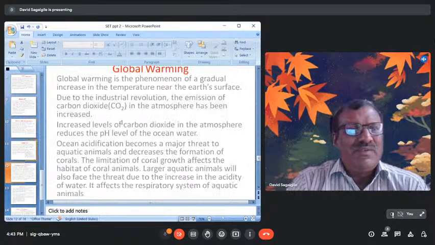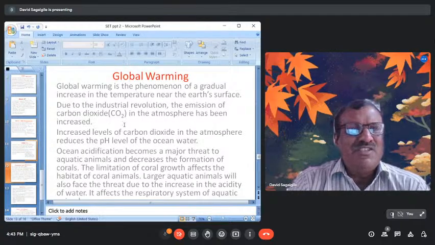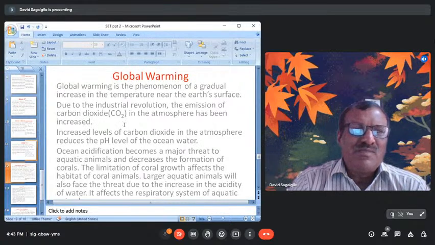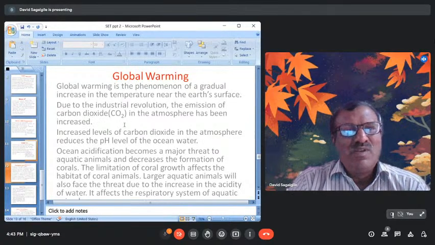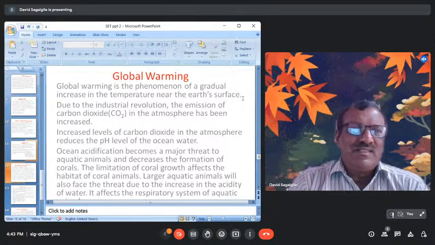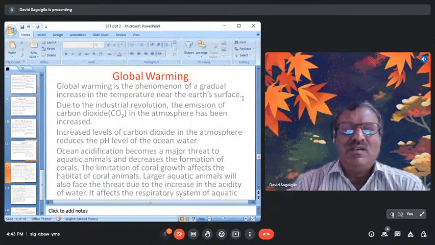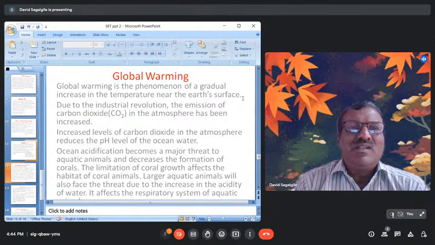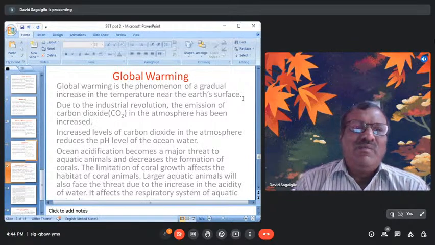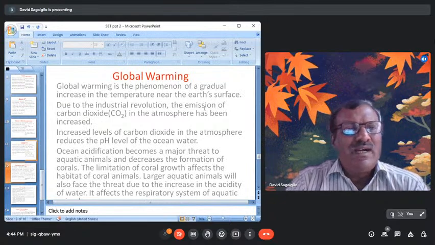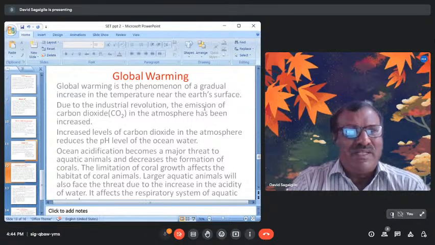Then the next term that we want to know is global warming. Climate change has brought about global warming. Pollution has brought about global warming. So what is this global warming that everyone is talking about? Global warming is a phenomenon of a gradual increase in the temperature near the Earth's surface. Now we see that the globe, the world, is becoming hotter and hotter day by day. That means the temperature of the Earth is increasing. Now this is bringing about different kinds of problems for the environment.